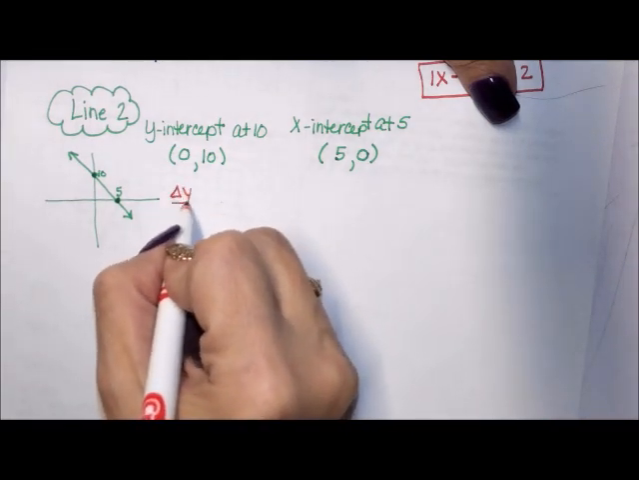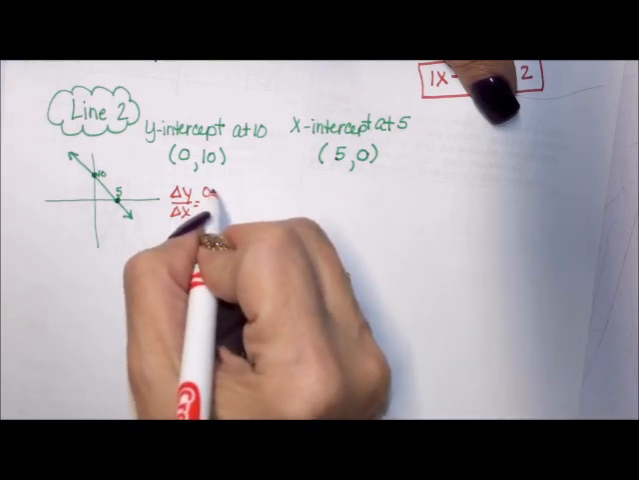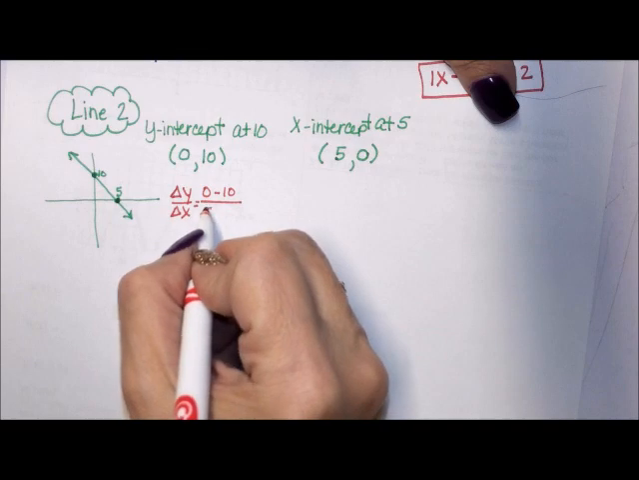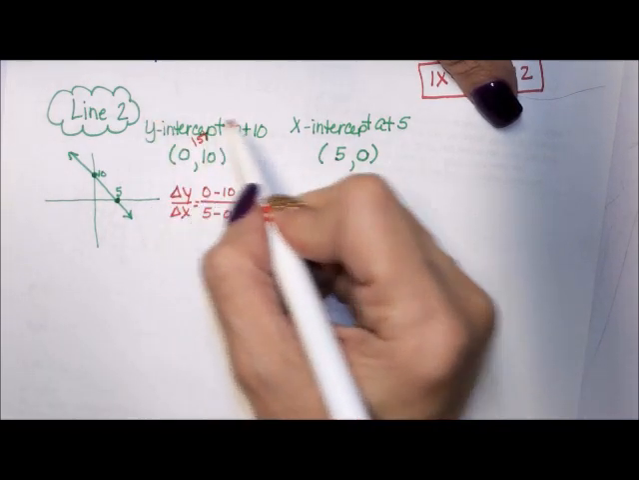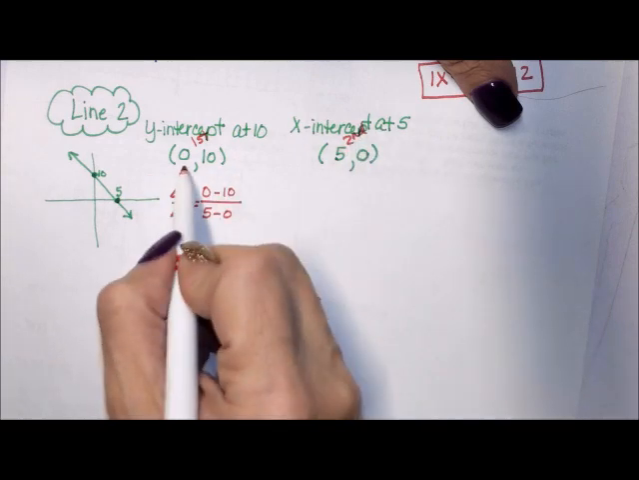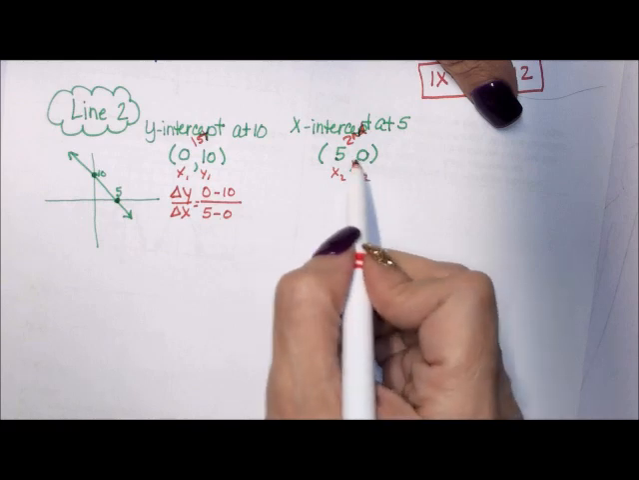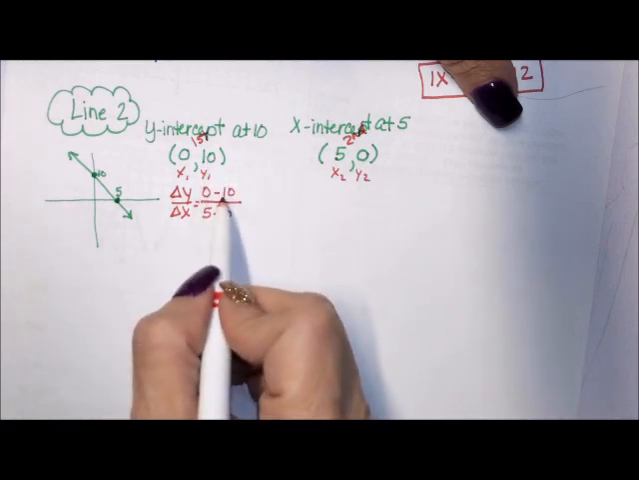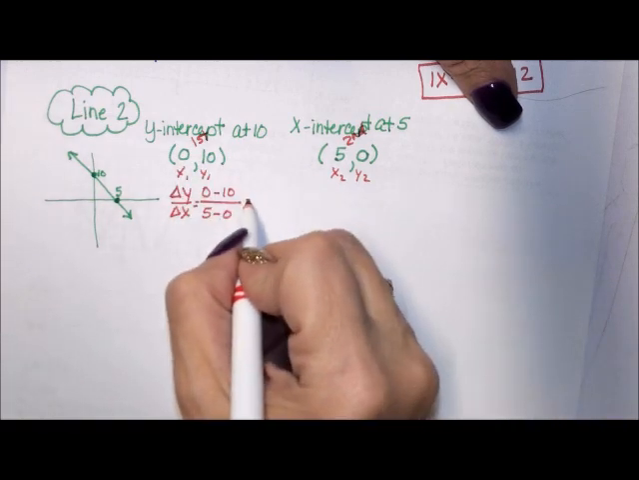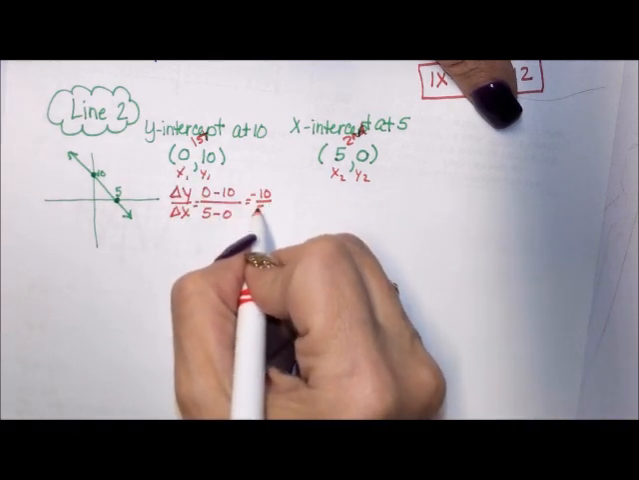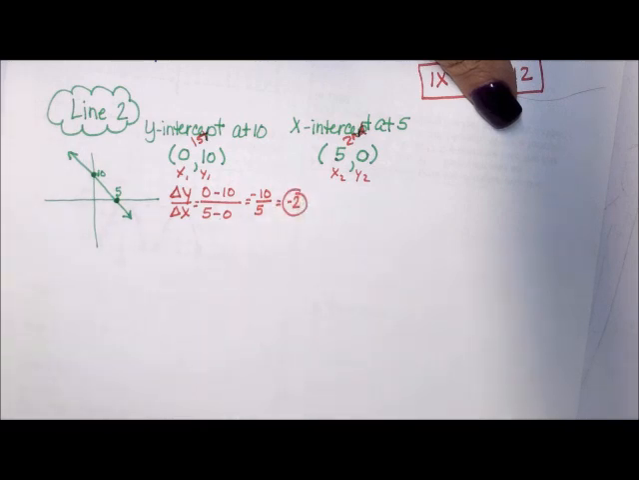So let's find the change in y over the change in x. So 0 minus 10 over 5 minus 0. And you're like, what? Wait, where'd she get that? Okay, here's my first point. Here's my second point. x1, y1, x2, y2. 2 minus the 1, which is 0 minus 10, 5 minus 0. All right, you're back up with me now. Negative 10 over 5, which is negative 2. So there's my slope.